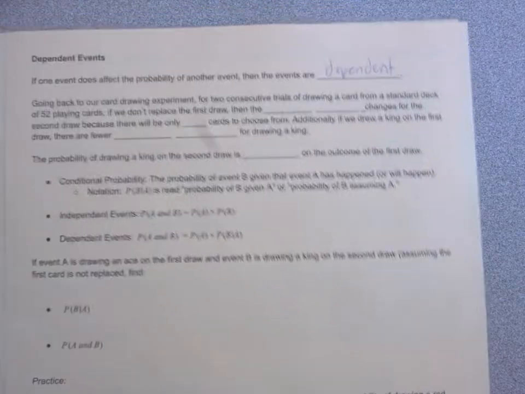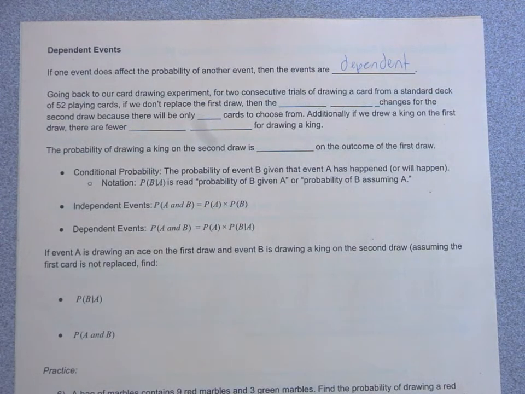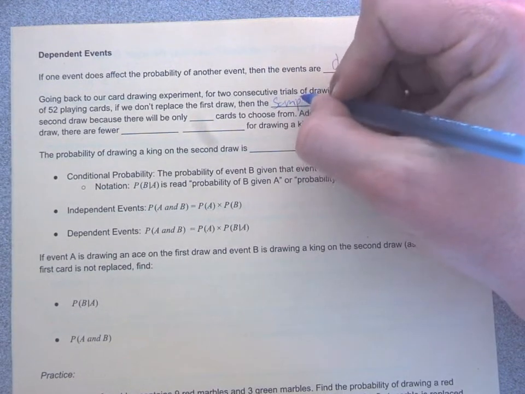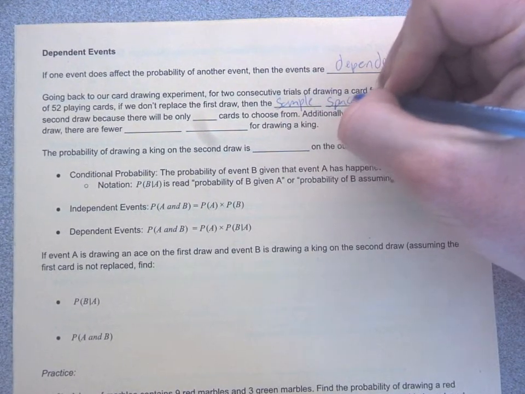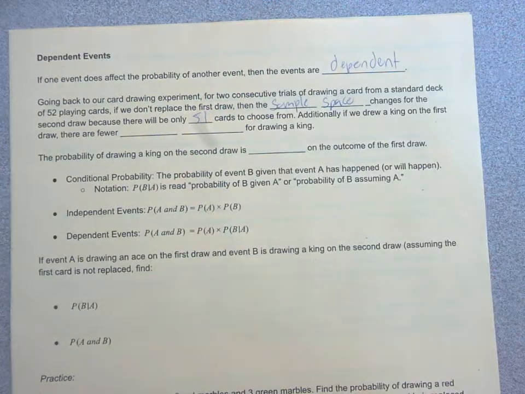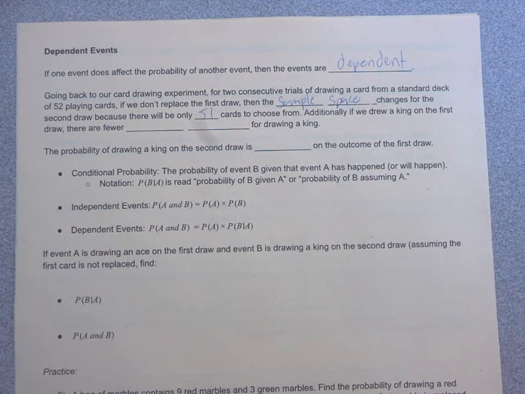So let's go back to our card scenario, and this time we're not going to put the first card back. So going back to our card drawing experiment, for 2 consecutive trials of drawing a card from a standard deck of 52 playing cards, if we don't replace the first draw, then the sample space changes for the second draw because there will only be 51 cards to choose from. So you pull the first card, whatever it is, and you don't put it back in the deck. Now there's one less card in the deck and there's only 51 options.